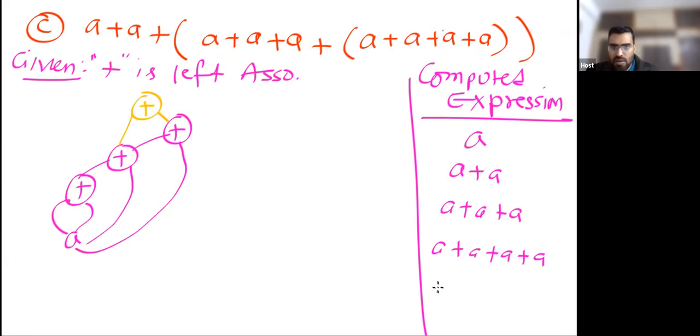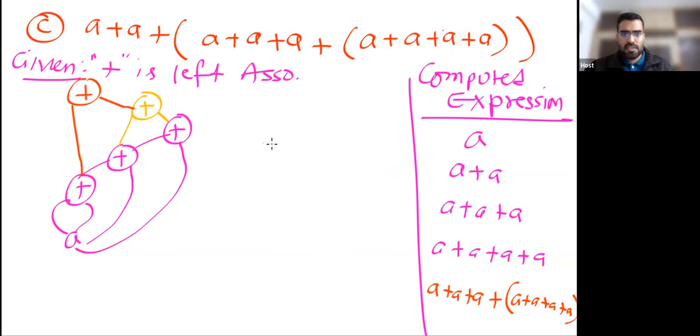What expression do we have? We have A plus A plus A plus A plus A plus A plus A. Okay, next, now we have to do this A plus A. So this also we have to do. Okay, so this is the answer. Is this clear to everyone?